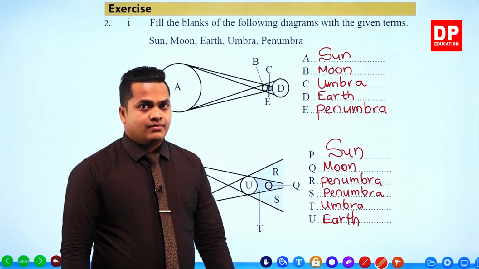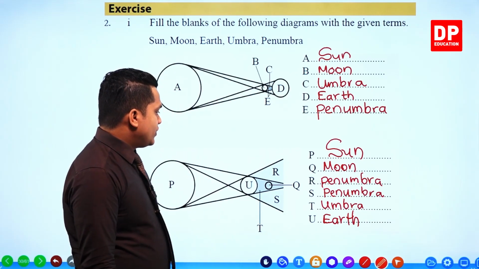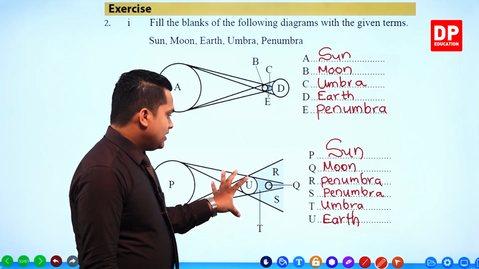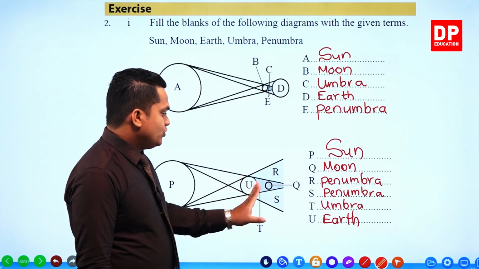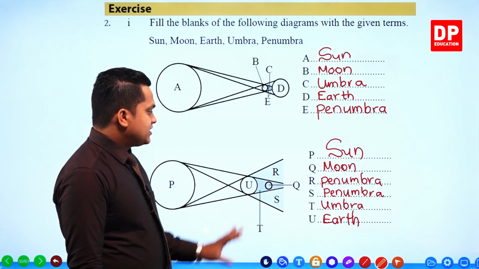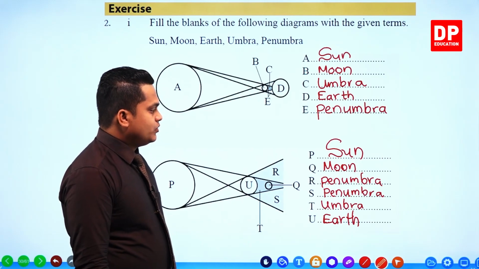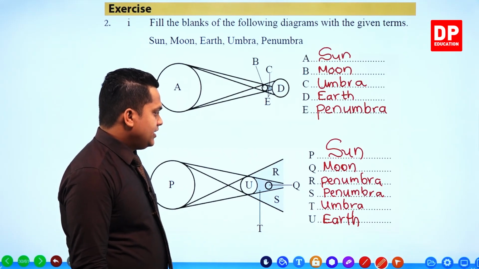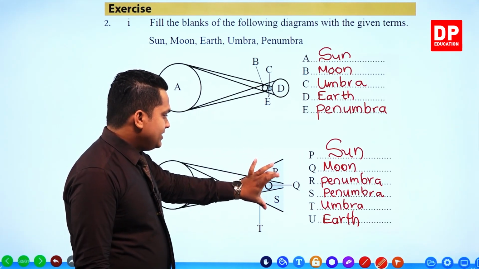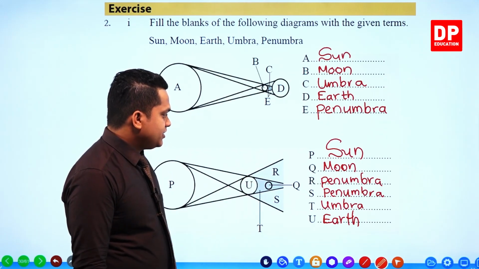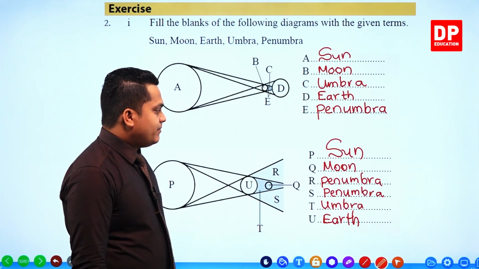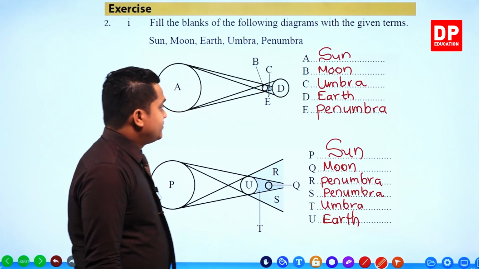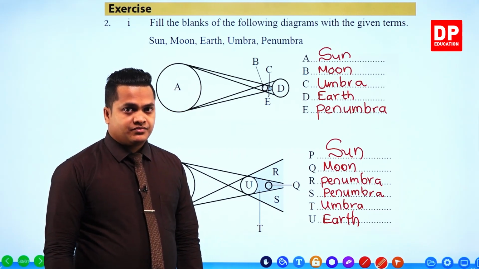The above one is the diagram of a solar eclipse. Here the largest object is Sun, which is P. The second largest one is U, which is the Earth. The smallest object is Q, which is the Moon. At the center, you can observe the umbra region. And at either side of the umbra region, R and S, you can observe the penumbra region. Okay, these are the answers for the second question, my dear children.